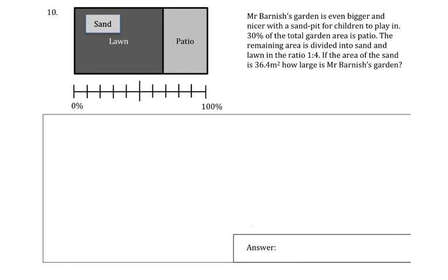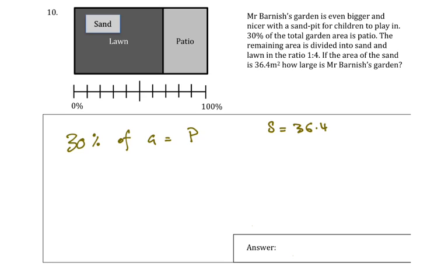Okay, the final question in this test was slightly more complicated. You might start in the following way. You might write a sentence to describe the 30% of the garden as patio. So 30% of the garden G is equal to the area of the patio, P. You might also write down S is equal to 36.4. Okay, we can now think about where to go from here.